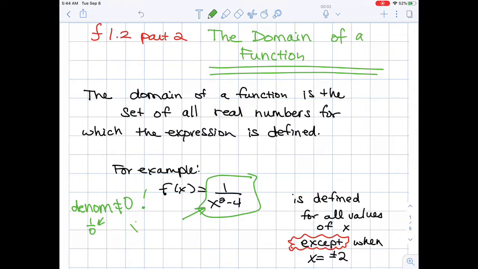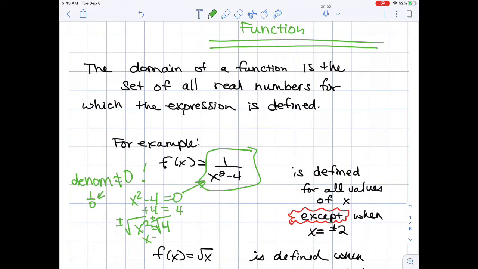So what would make x squared minus 4 equal to 0 to reach those undefined values? We're going to go ahead and just solve this as if we were solving for 0. x squared equals 4. We take the square root. Now remember, when you take the square root of something, you have to make sure it's plus or minus. And we get x equals plus or minus 2.